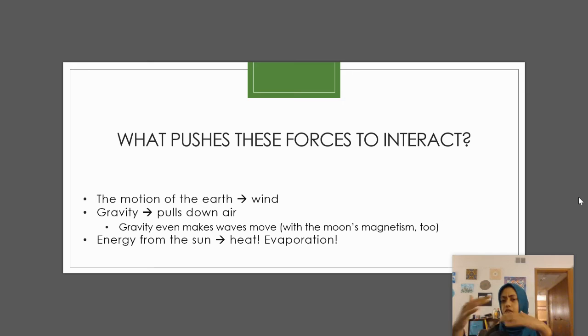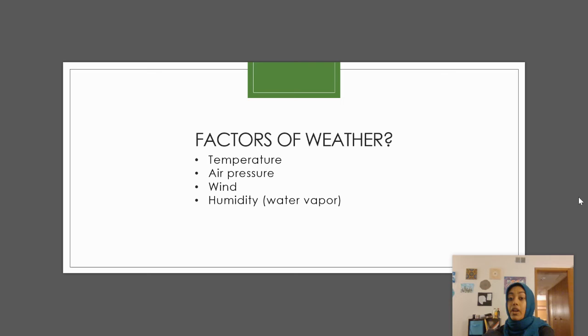So all of these things are really related because there's no way to exist on Earth with gravity, but without the motion of the Earth spinning on its axis. There's no way to exist with the motion of the Earth spinning on its axis without any energy from the sun. So all of these forces have to interact, and when they interact, that is weather.